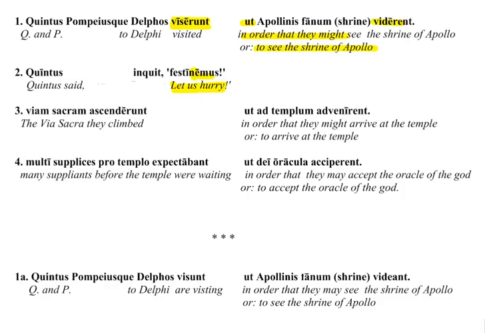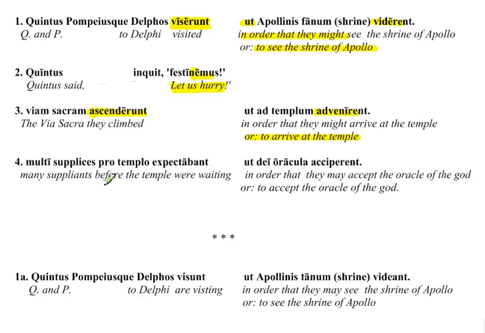So let's just look at number 3 and 4 real quick because they're pretty much the same. They climbed the Via Sacra so that they might arrive at the temple. And this is, again, the ongoing past subjunctive. Why is it the past subjunctive? Because I started past. So that they might see. But I suggest, so that they might arrive. I suggest translating it as to arrive.